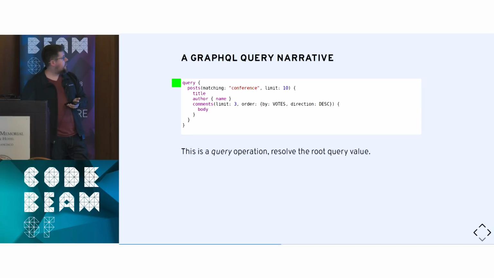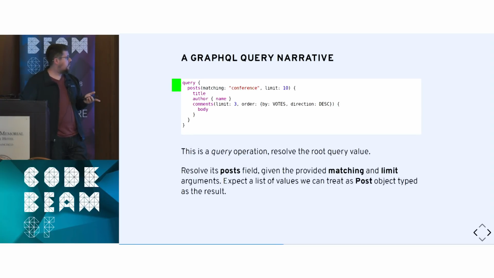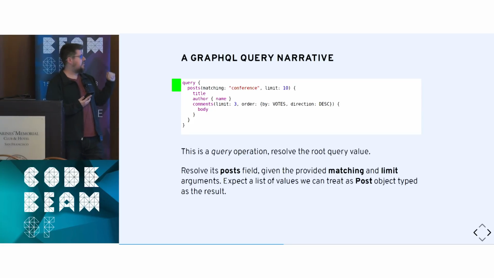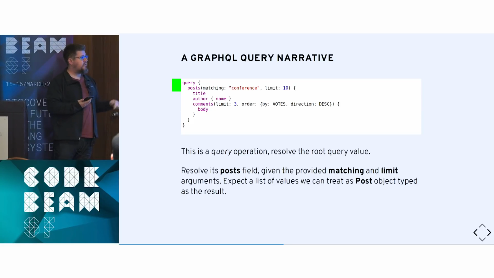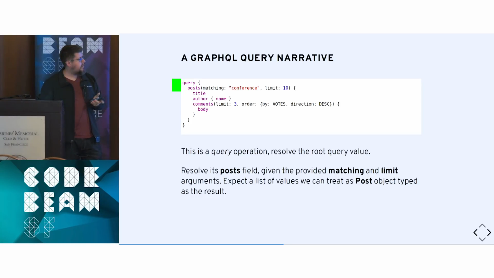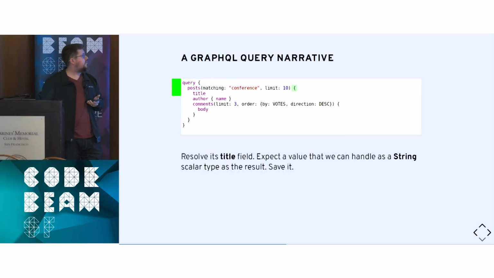So here, this is a query operation. We're going to resolve the root query value. We're going to find its post field. We're going to provide the matching and limit arguments to it. And then we know, because our schema has defined, that post is going to return a list of post objects, right? We're going to show the code for how this works in Absinthe, but it knows the next step. And then for each type, that curly on the right-hand side there says, as we go deeper, now I'm inside of a post. And so for the post, I'm going to resolve its title field. It's going to give me a string. I'm going to hold on to that value.